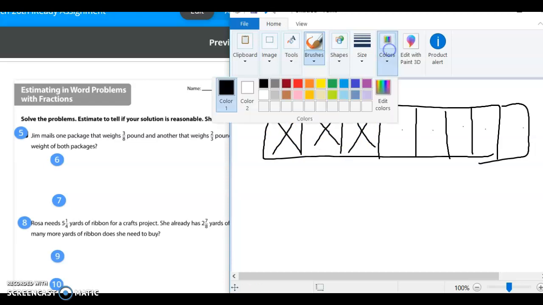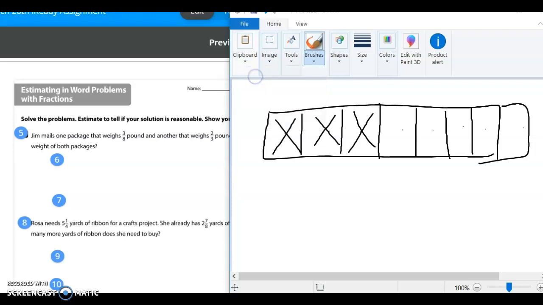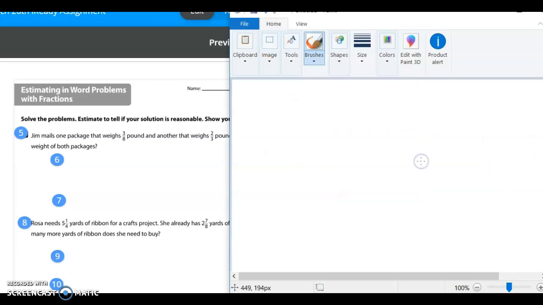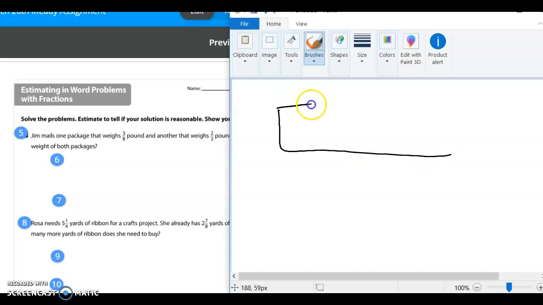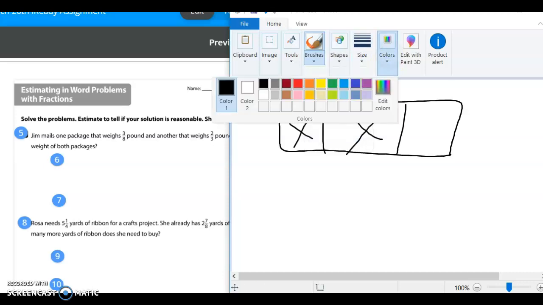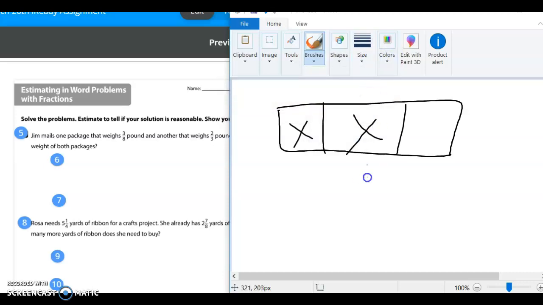Halfway would be here. Whoops. That's half. So am I closer to a half or to a whole? That would be how you would estimate. Do the same thing for 2/3. Let's draw it out. If I have 3 and I have 2 of them, am I closer to half or am I closer to 1?